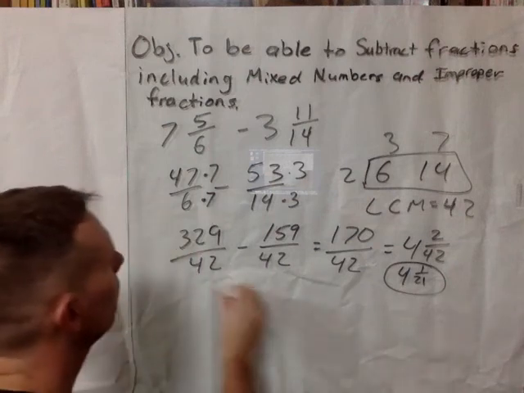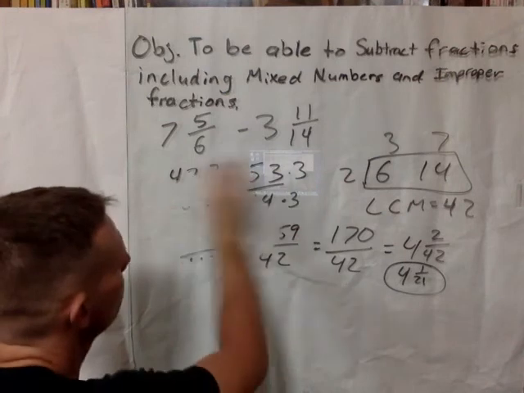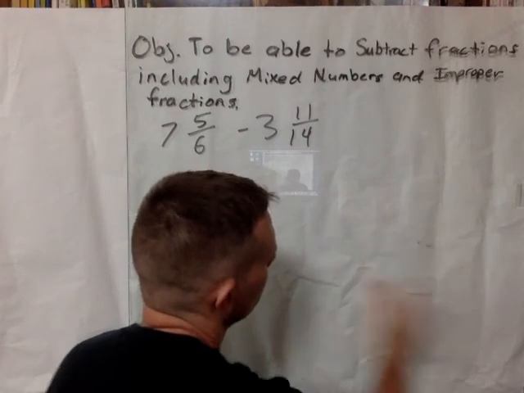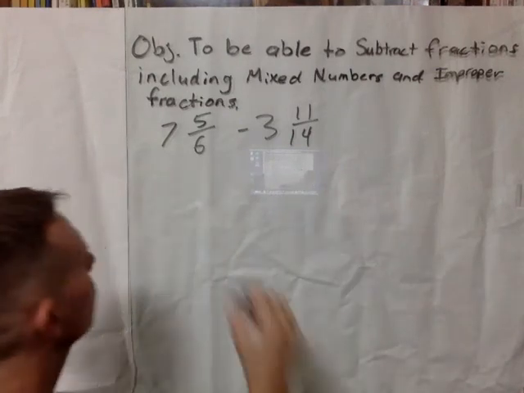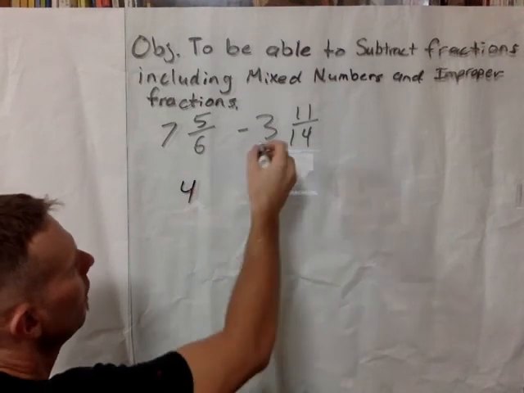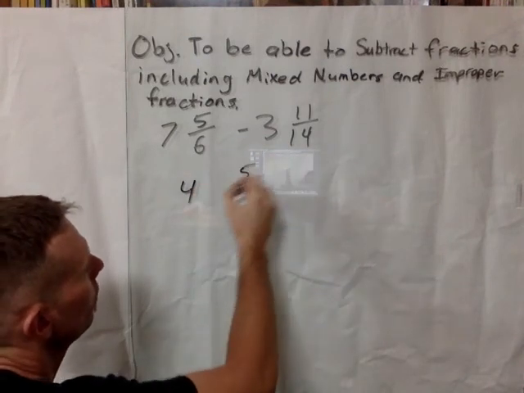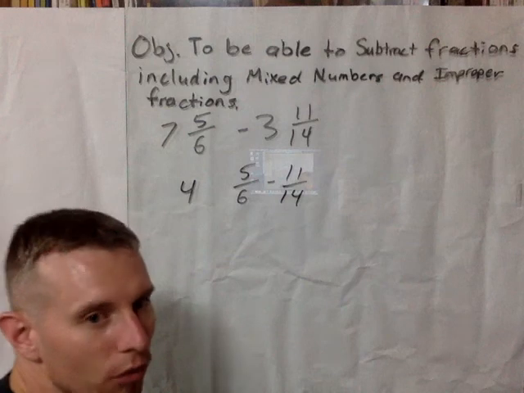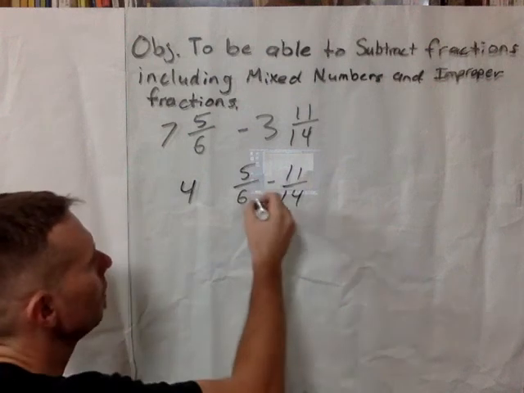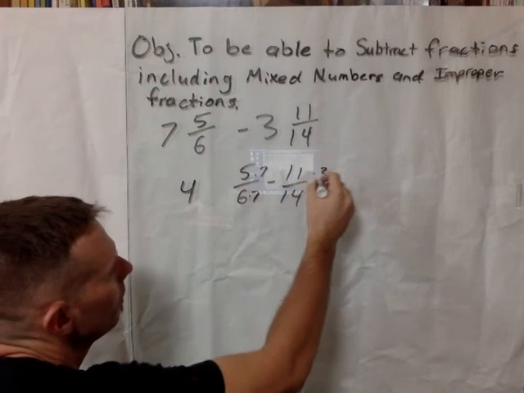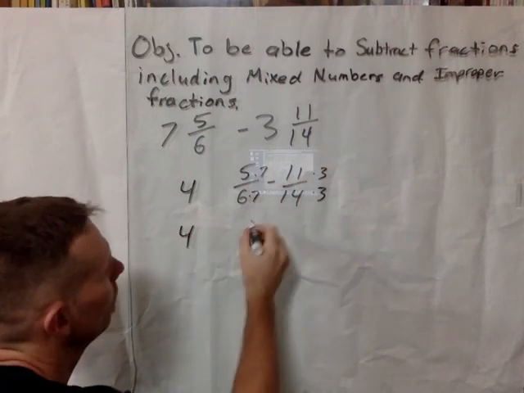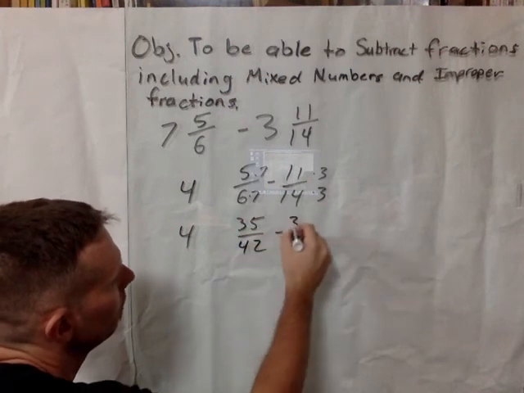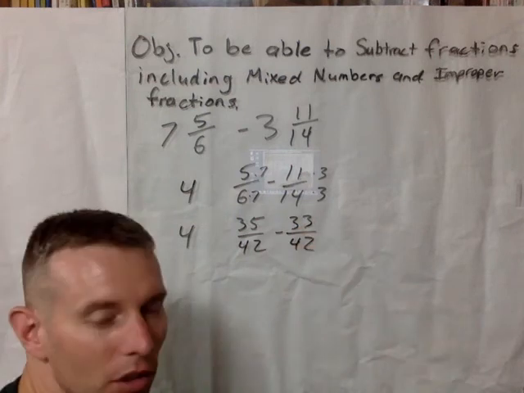Okay, now let's just manipulate this a little bit. Let me show you two things here. Let's do the way I showed you with the 7 minus 3 is 4. And then we have left over 5/6 minus 11 over 14. If we did it this way, then we could multiply this top and the bottom by 7, this top and the bottom by 3, and we have this 4 over here, and we have 35 over 42 minus 33 over 42.